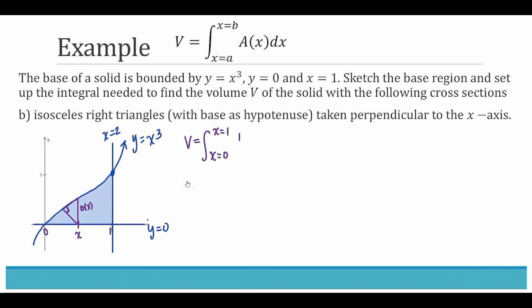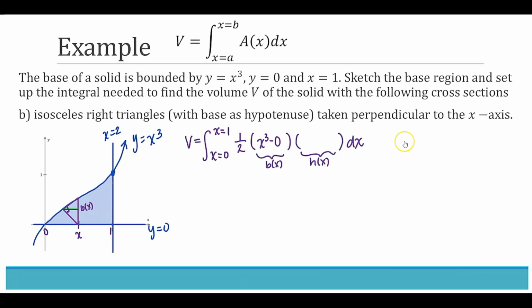So the formula for a triangle in general is 1/2 base times height. So my base will be x cubed minus 0, so this is b of x. And then what's going to need to go right here is the height as a function of x dx. So we have 1/2 base times height. Here's my base. I need to go ahead and think about what is my height going to be for this particular isosceles right triangle here in terms of x.